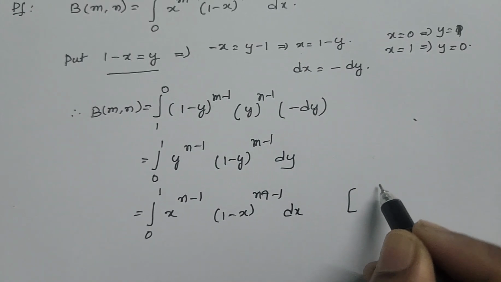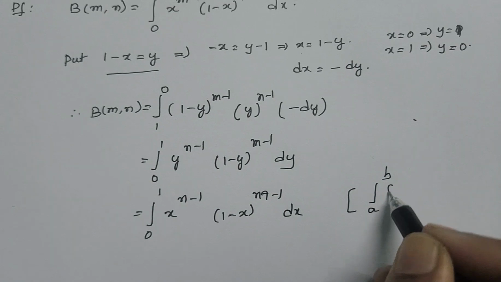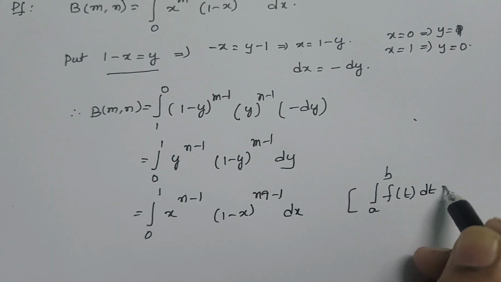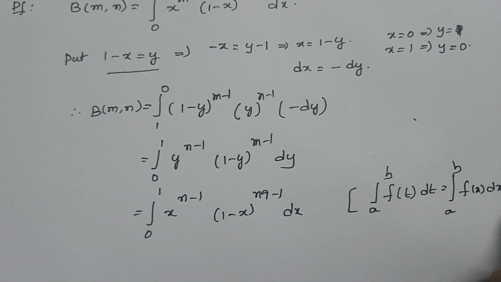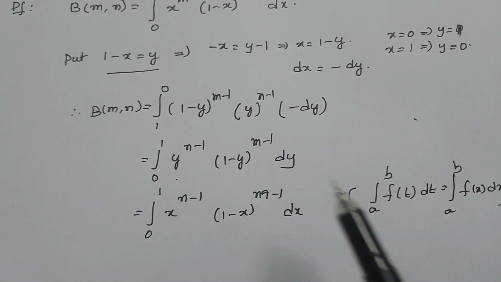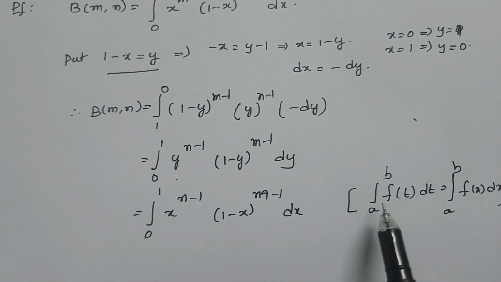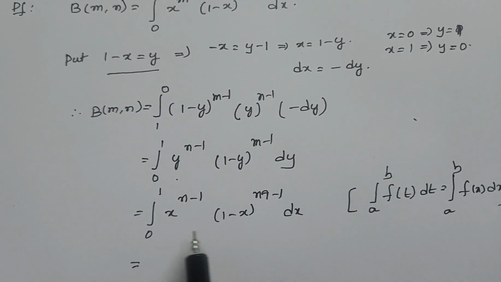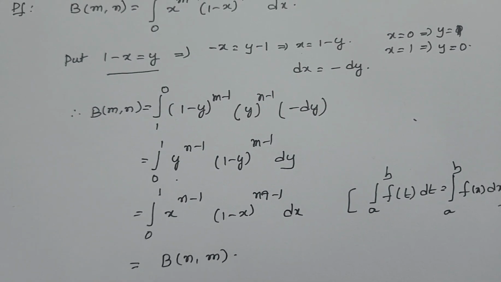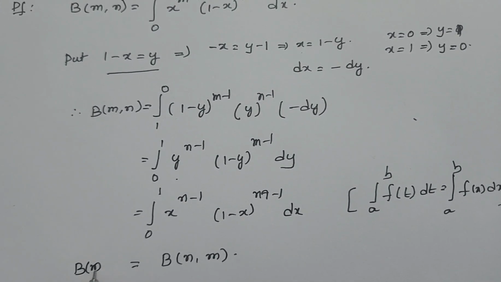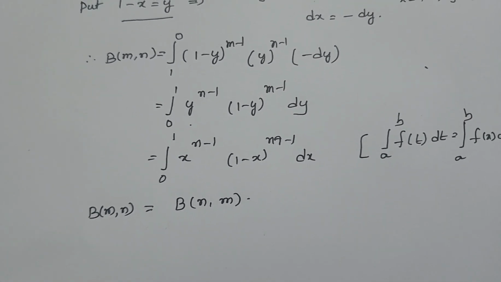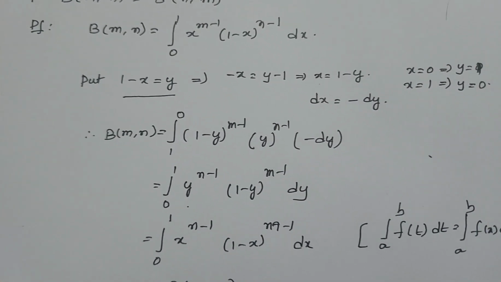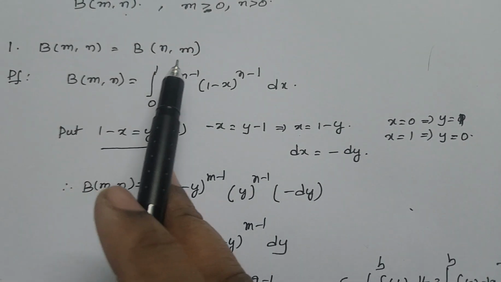Why are we writing it like this? Because the integral from a to b of f of t dt is equal to the integral from a to b of f of x dx. So it is in the form of y, but we are writing it in the form of x because of this property. So this is of the form beta n, m. So beta m, n equals beta n, m. So this is the proof of property 1.